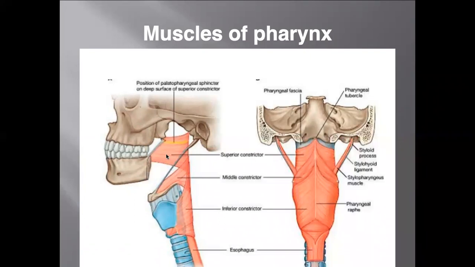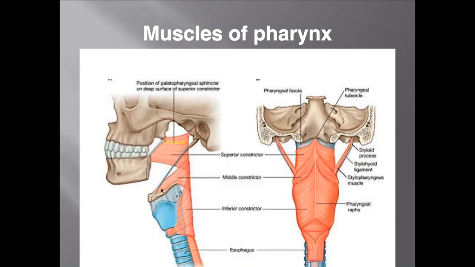If you understand and draw the diagram, it's very easy to write origin and insertion. So just make sure you draw a simple diagram showing the origin and insertion. The superior constrictor takes origin from the tympanic plate, the pterygoid hamulus, the pterygomandibular raphe, and the ramus of the mandible. This is the superior constrictor origin.